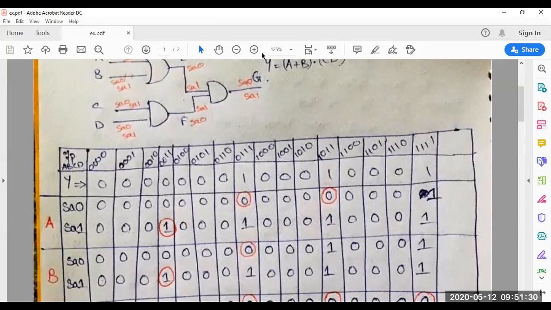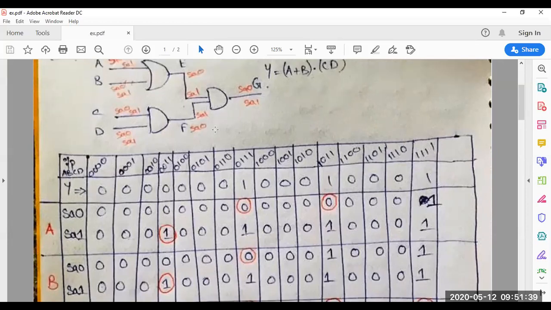Within this, I got the outputs as 0, 0, 0, and so on for the Y output. When I've taken the input 0, 0, 0, 0, I got the output 0. In the same way, for 0, 0, 0, 1, the output is 0. Like this, I've noted the output of this circuit for Y.